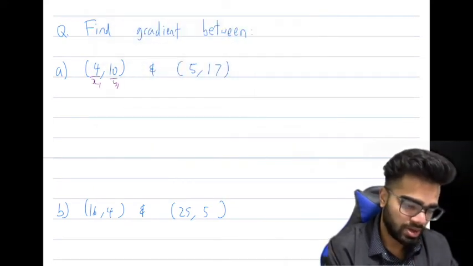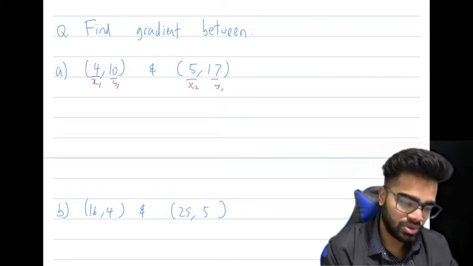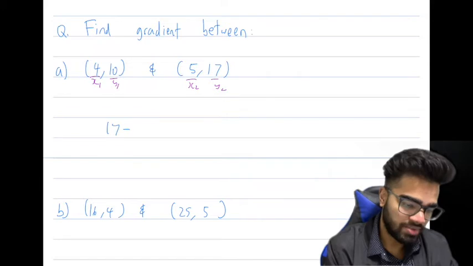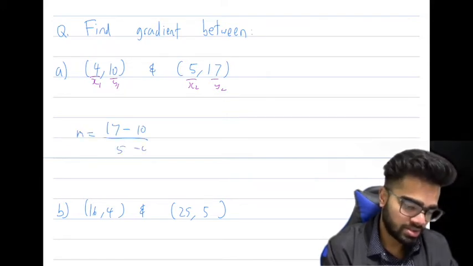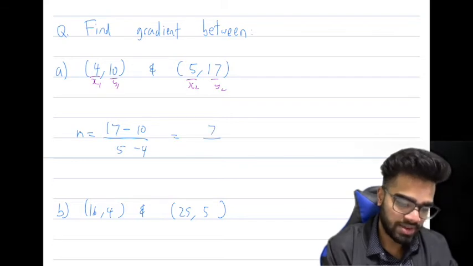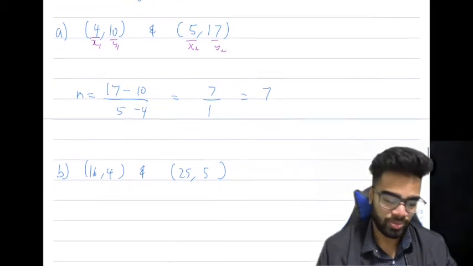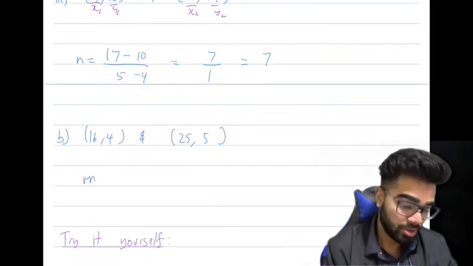So this is x1, y1, x2, y2. It's really simple. Gradient is going to be y2 minus y1, so 17 minus 10 over 5 minus 4. So 17 minus 10 is 7, 5 minus 4 is 1. So this gradient is just 7. Really simple. Let's try a slightly more difficult one.